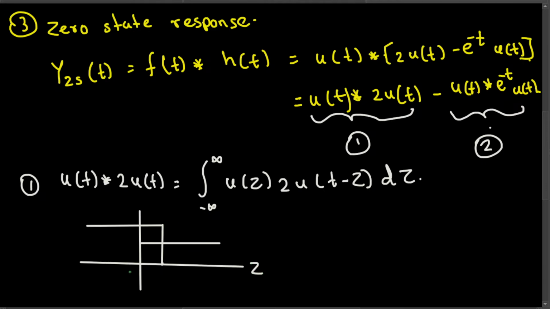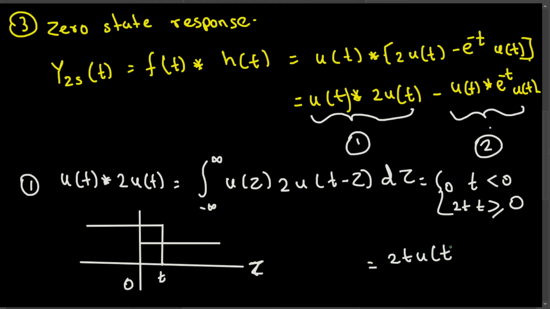And this is tau, this is 0, this is t. And if I write this in terms of a piecewise function, this is going to be 0 when the time is less than 0, and 2t when the time is greater than or equal to 0. So from this we can say this is 2t u of t, the final expression. So this is for the first part. Now let's look at the second part.